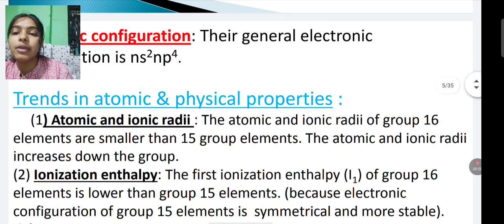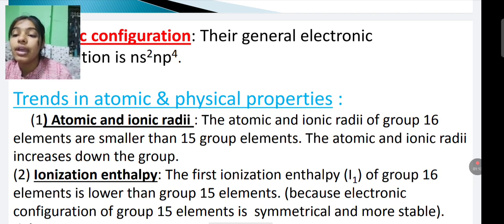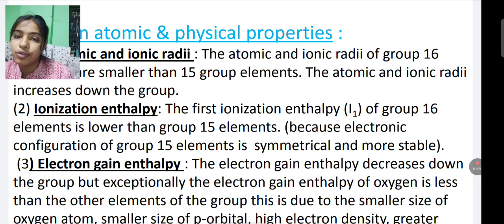Trends in atomic and physical property. Let's see its atomic and ionic radii. The atomic and ionic radii of group 16 elements are smaller than group 15 elements. The atomic and ionic radii increase down the group. Let's discuss ionization enthalpy. The first ionization enthalpy, that is I1, of group number 16 elements is lower than the group number 15 elements because electronic configuration of group number 15 is symmetrical and more stable.